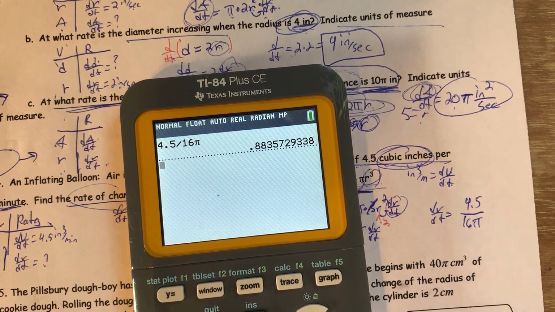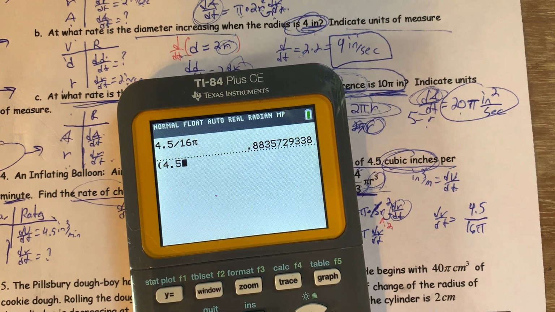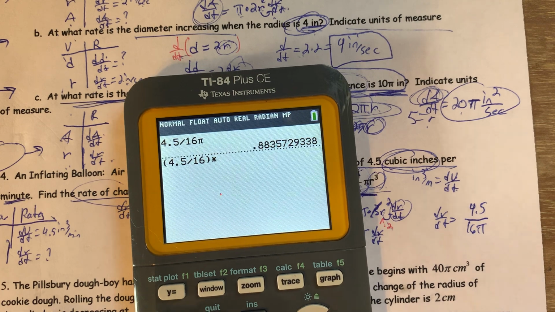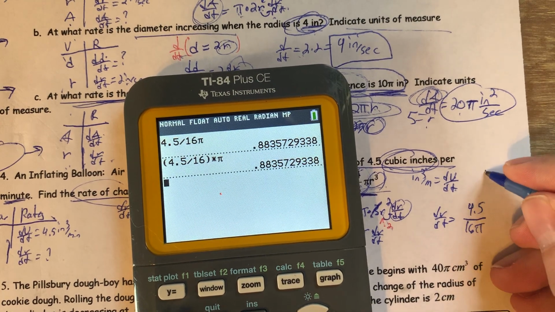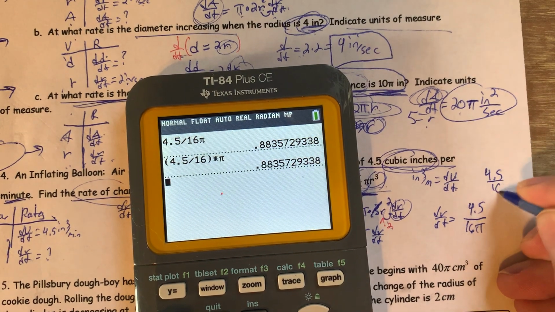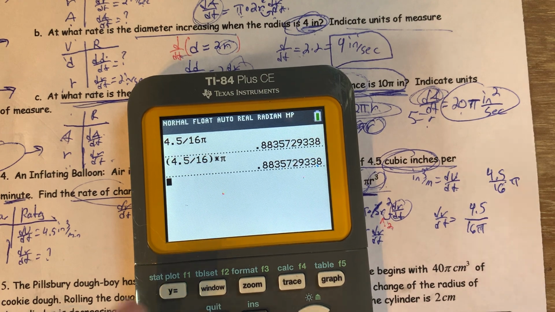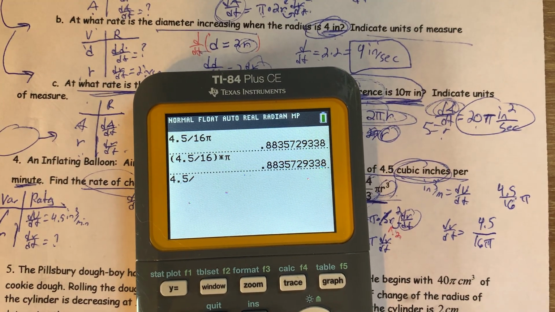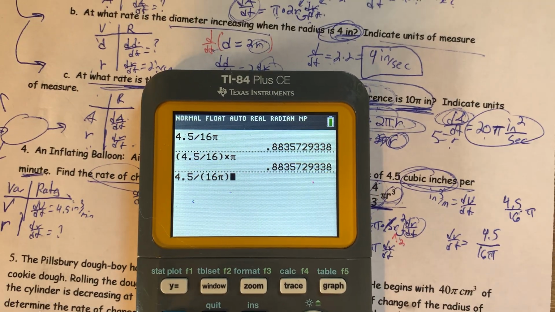Well, what your calculator is doing is dividing and then multiplying by pi. It's doing 4.5 divided by 16, and then it's taking that answer and multiplying times pi. But that's not what's supposed to be happening. This is not 4.5 over 16 times pi, these aren't the same thing. When you have something that's dividing, you really want the entire denominator to be in parentheses. So divided by 16 pi, and you'll notice this will give us a different answer, which is the right answer.